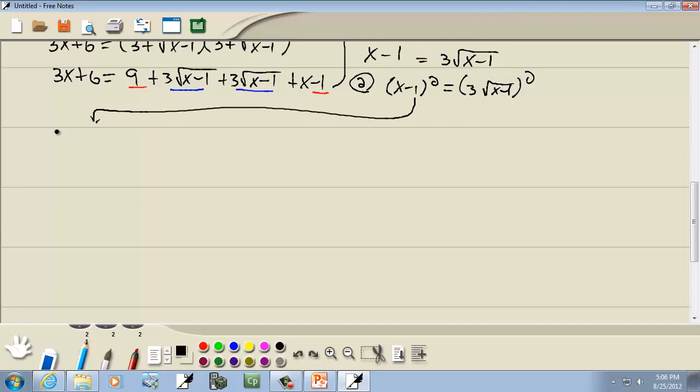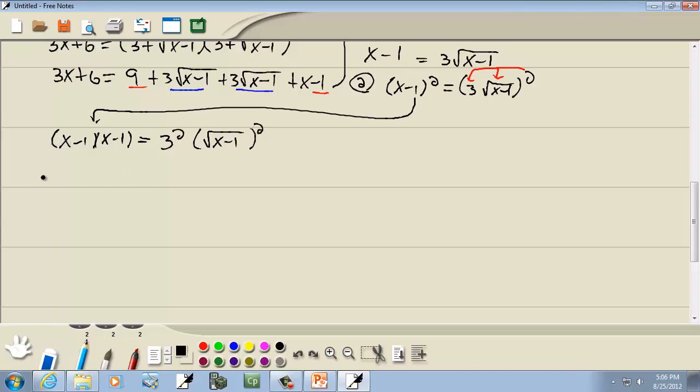Now x minus 1 squared we have to write as x minus 1 times x minus 1, because of the minus in there, we can't just square the x and square the 1. Now over on the right side, everything inside the parentheses is multiplication. So we can take the 3 to the second power, and we can take the square root of x minus 1 to the second power. So we're going to have 3 squared and square root of x minus 1 to the second power.